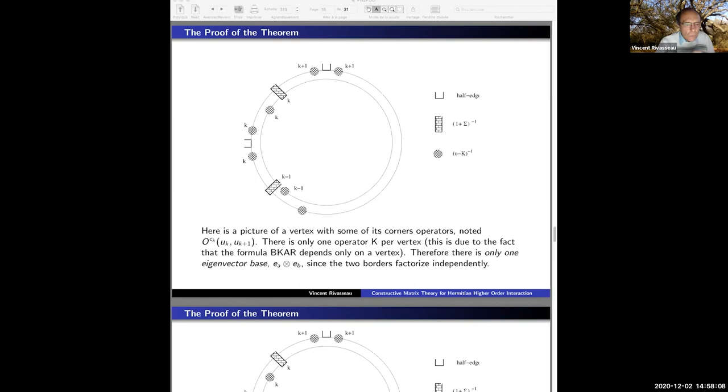This is due to the fact that the formula BKAR depends only on the vertex. Therefore, there is one, only one eigenvector base. A tensor EB sees the two borders factorized independently.